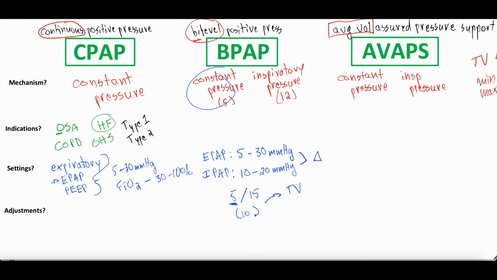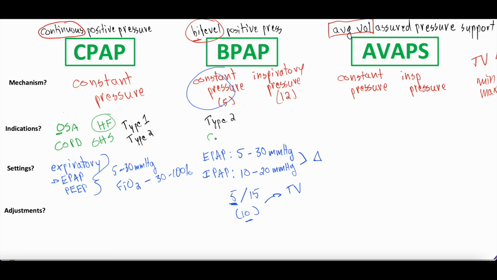Because we said the inspiratory pressure, the amount of pressure being pushed in when someone takes a breath, drives how many cc's of air they're going to breathe in. And that is how you adjust BiPAP as well. If you have someone who's in a COPD exacerbation, they're hypercapnic, they have type 2 respiratory failure.